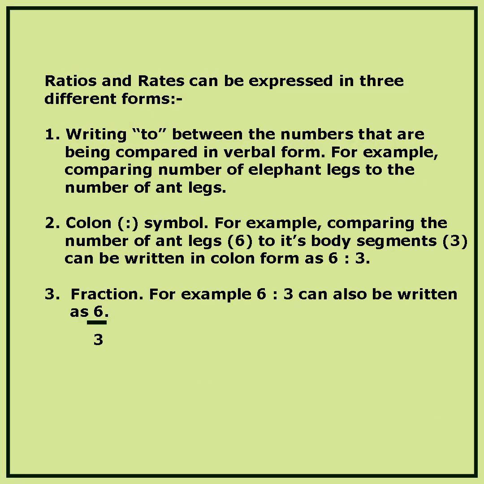1. Writing "to" between the numbers that are being compared, in verbal form. For example, comparing the number of elephant legs to the number of ant legs. 2. Symbol. For example, comparing the number of ant legs, 6, to its body segments, 3, can be written in colon form as 6:3. 3. Fraction. For example, 6:3 can also be written as 6 divided by 3.